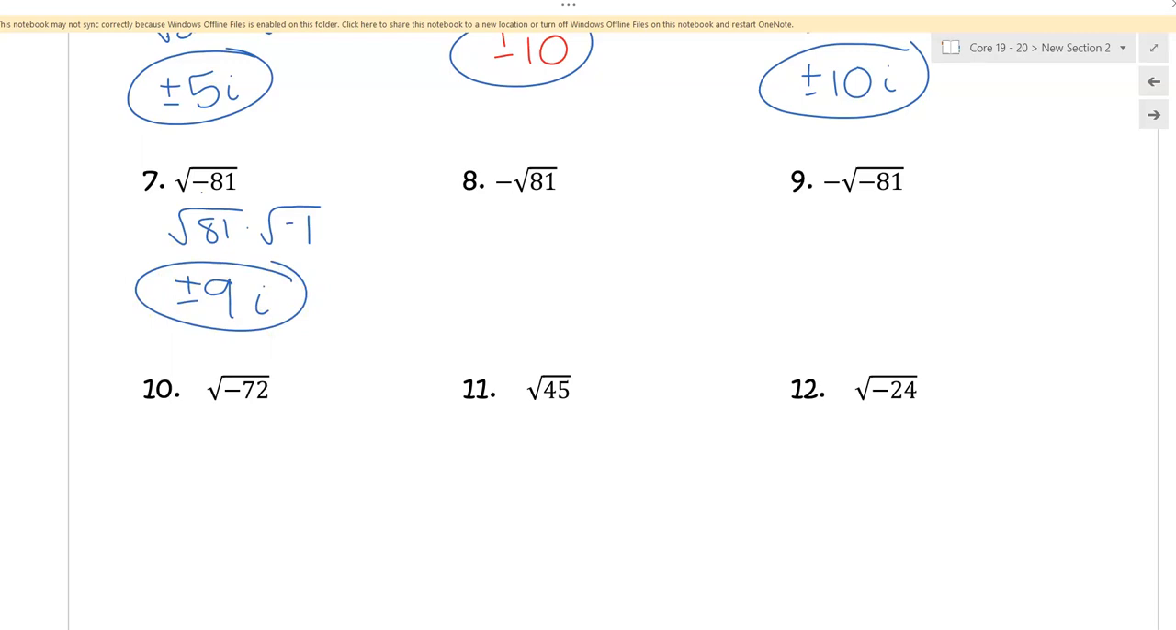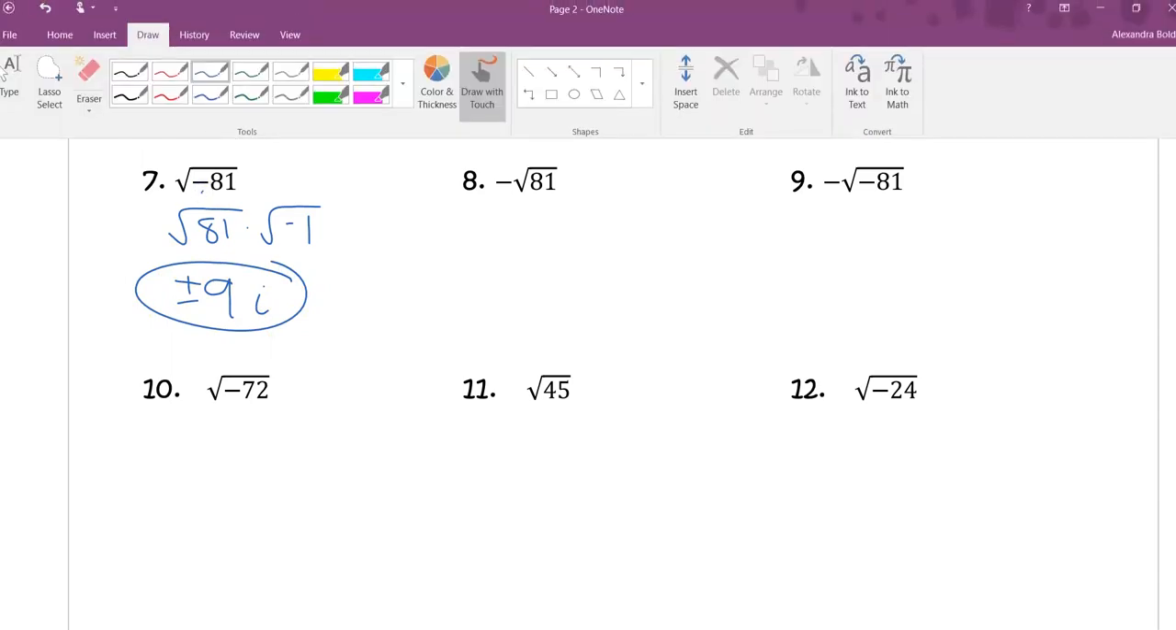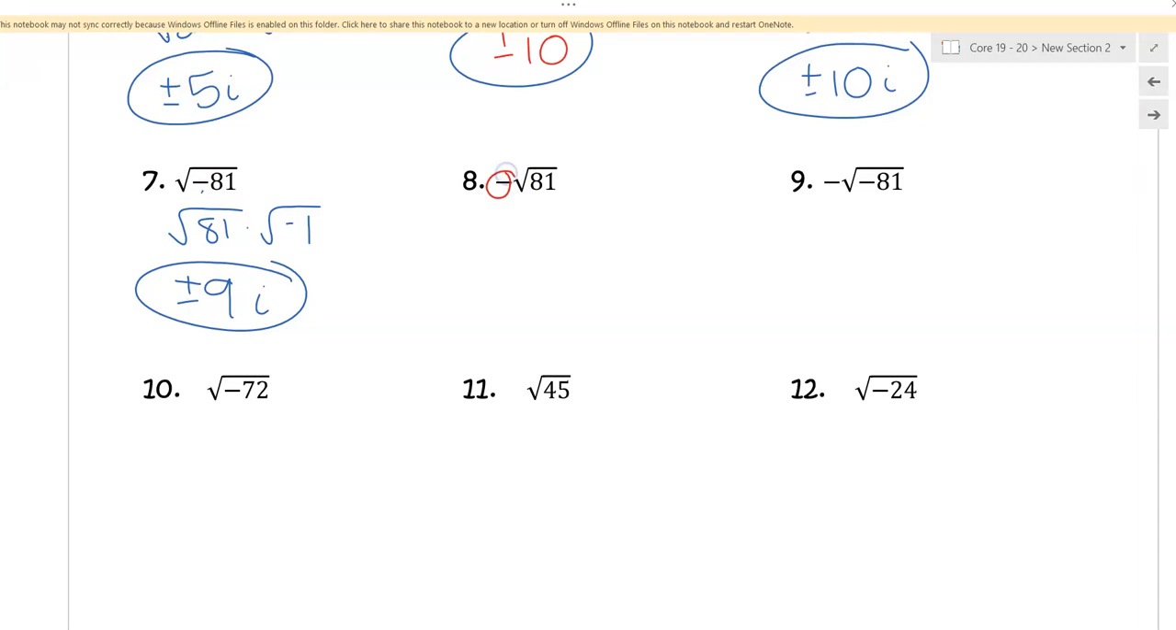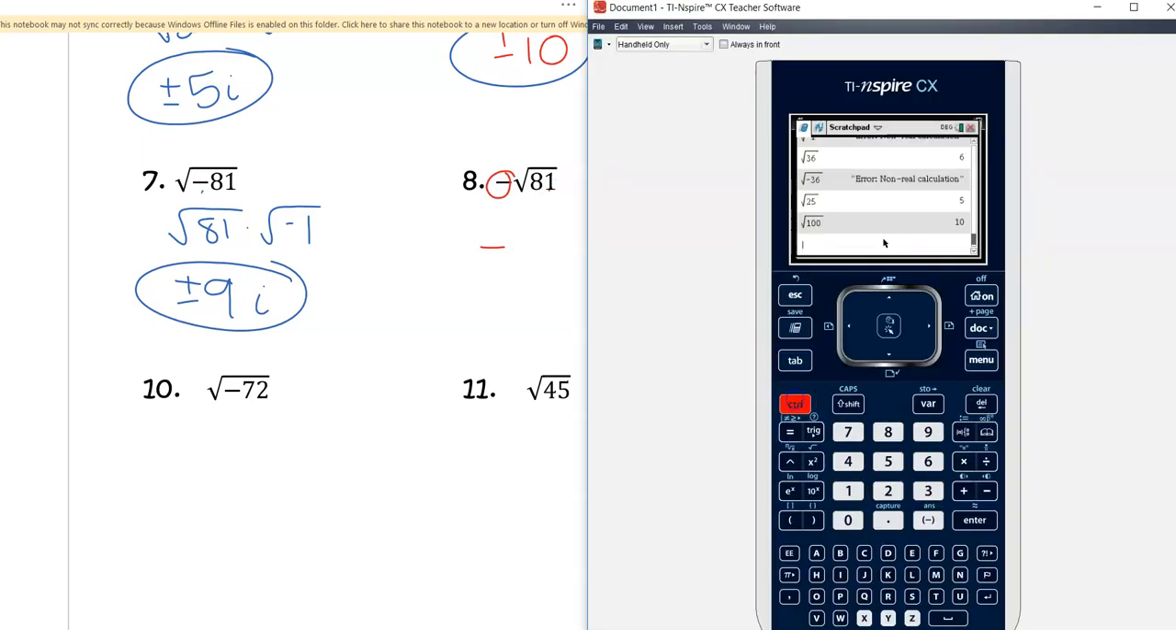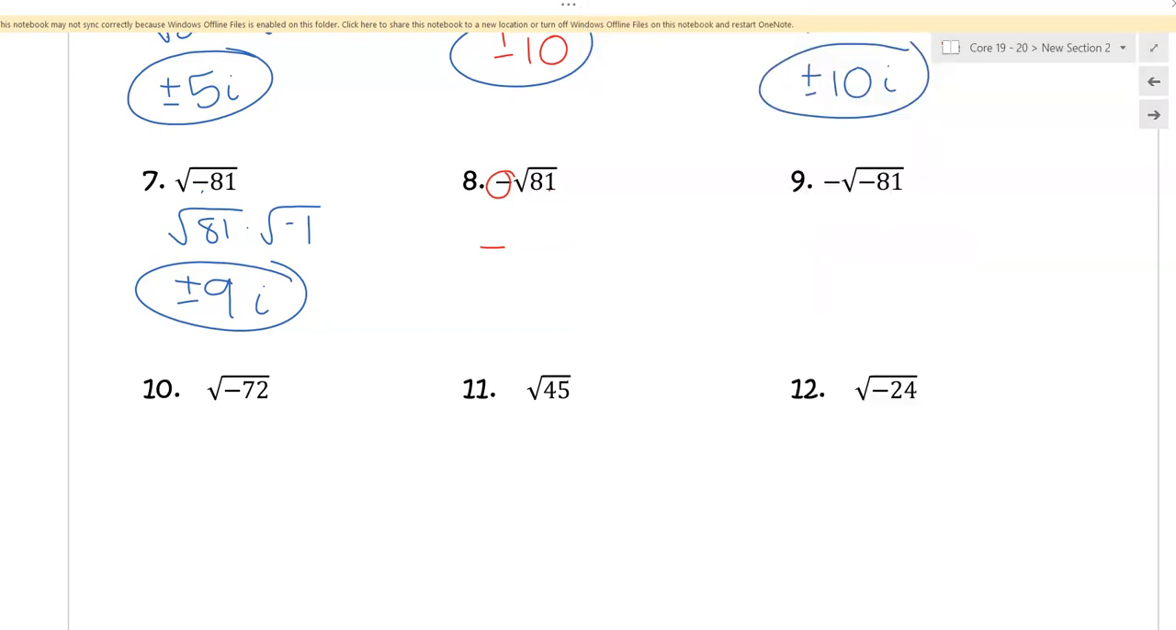Number 8 is different. The previous one had the negative sign inside. This one has the negative sign outside. The negative sign outside doesn't affect what I can do inside. I can still take the square root of 81. What that minus sign does is tell me I don't want the positive version. I only want the negative version. So the negative square root of 81 is specifically asking you for whatever the negative version of your square root is.